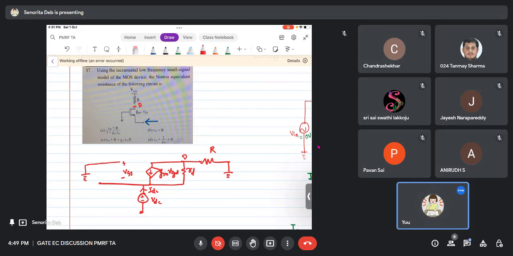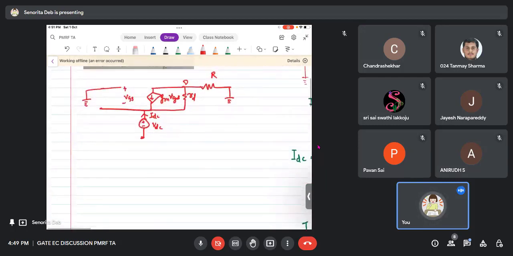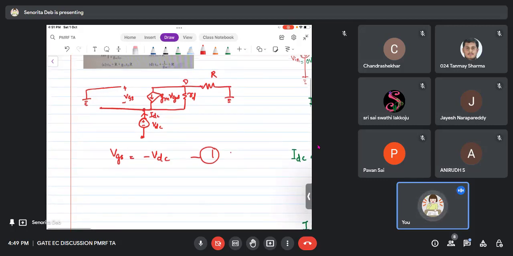The process is the same. Now can you guys please solve this, because earlier that one I had solved. Here you can clearly see first KVL. What is it? VGS is equal to minus VDC. That is your first result. Then next, KCL at the VDC node. If you put a KCL at the VDC node, IDC is equal to the current.